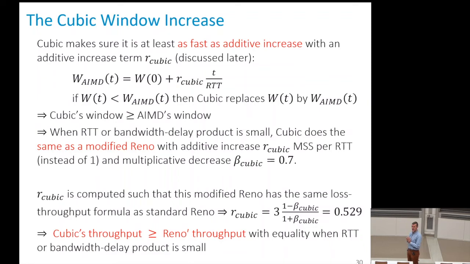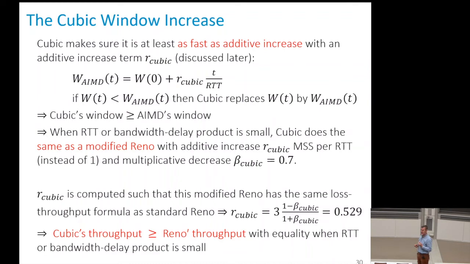So to fix the problem, what they did is they computed a hypothetical TCP-Reno. They asked the question, what should be the additive increase? By the way, that's the kind of question that I could ask in a quiz, or in an exam: what should be the additive increase value if we wanted to have a multiplicative decrease by 0.7 instead of 0.5 and obtain the same throughput?